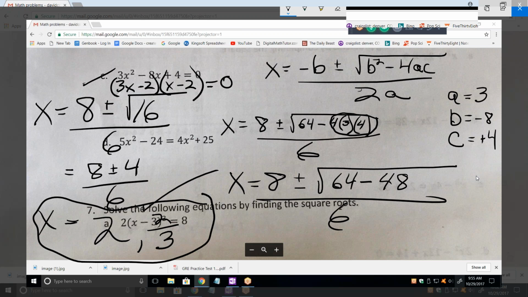And then if you solve this, you'll get x equals 2 or x equals 2/3. And that shows you how much quicker it is to do it by factoring. Right. In other words, you don't want to have to use the quadratic formula unless you have to.